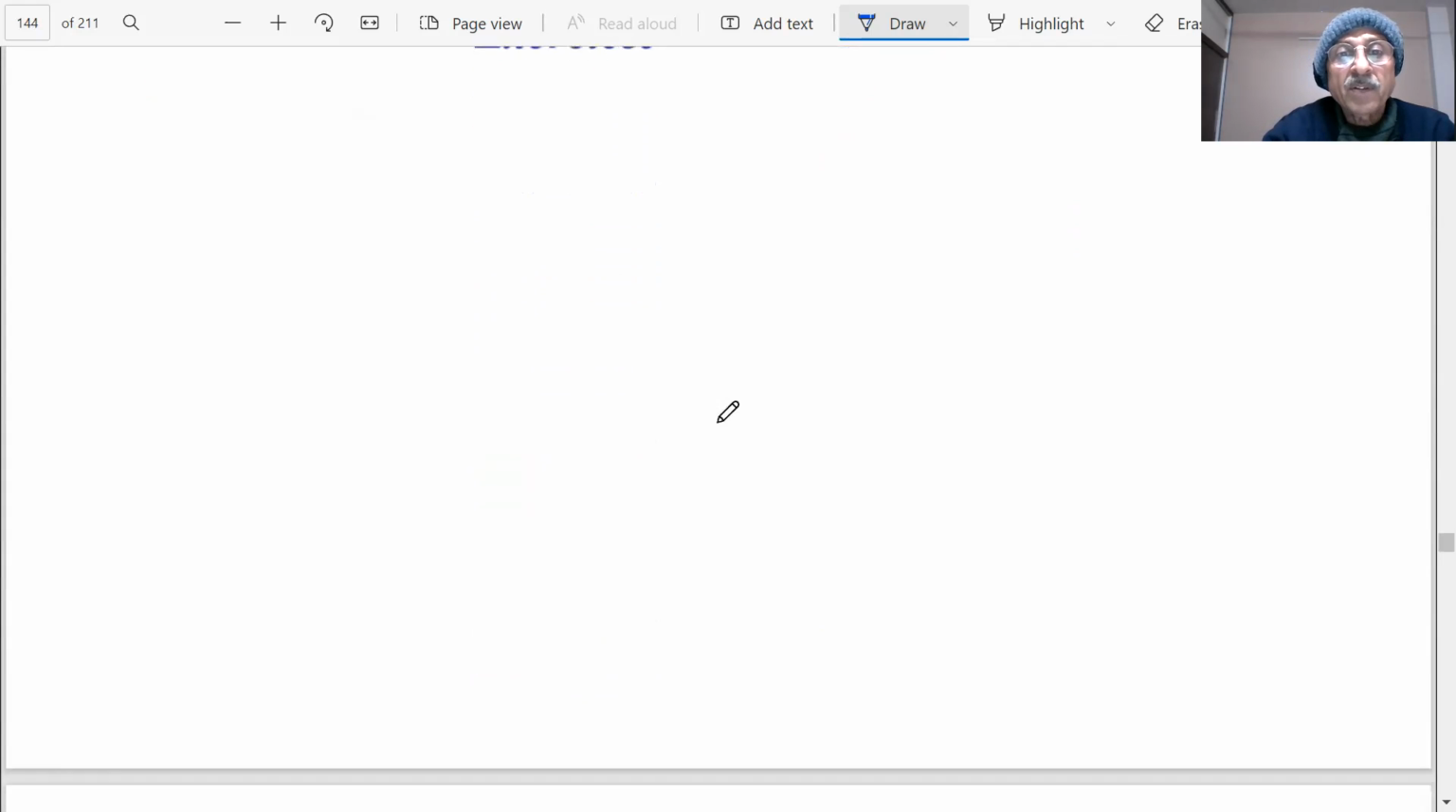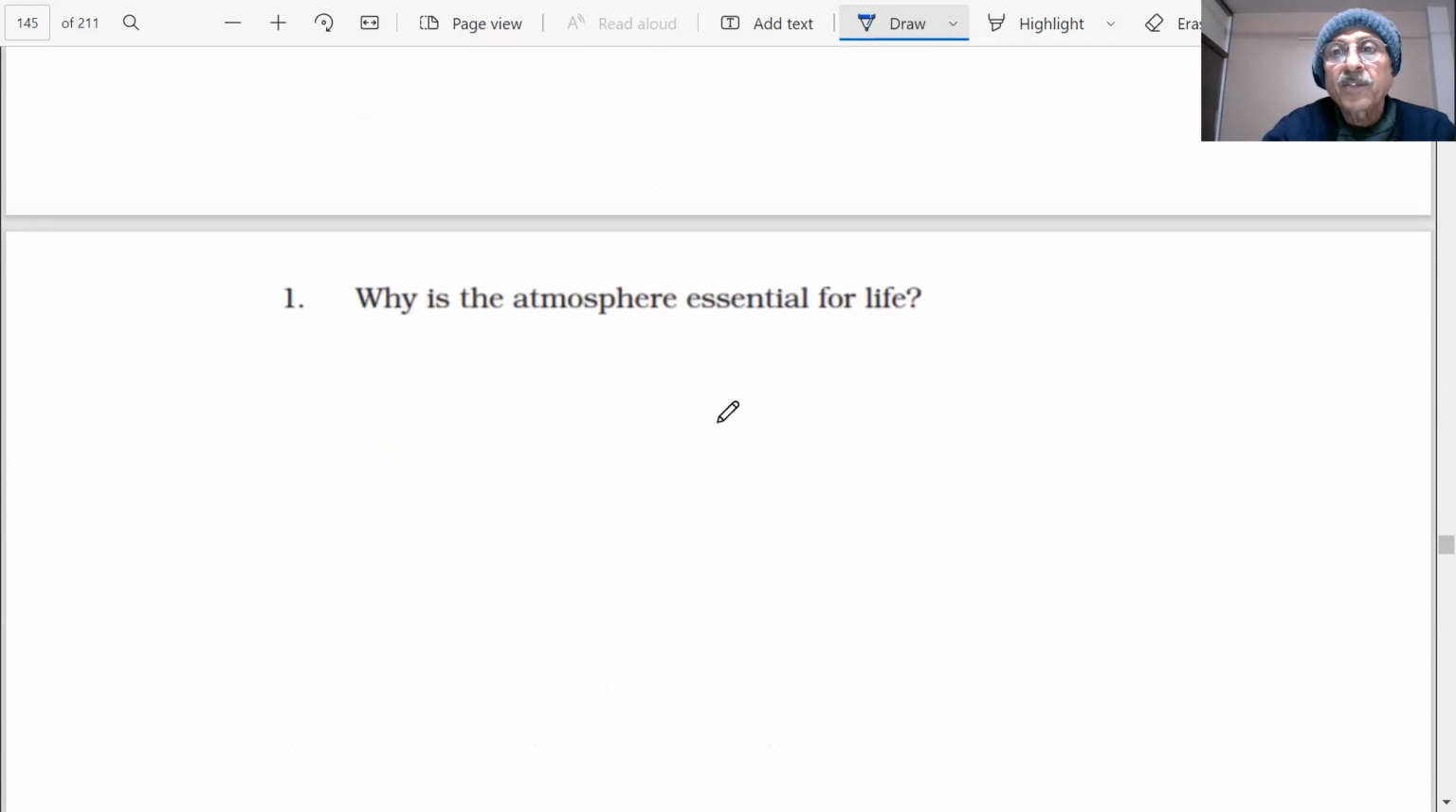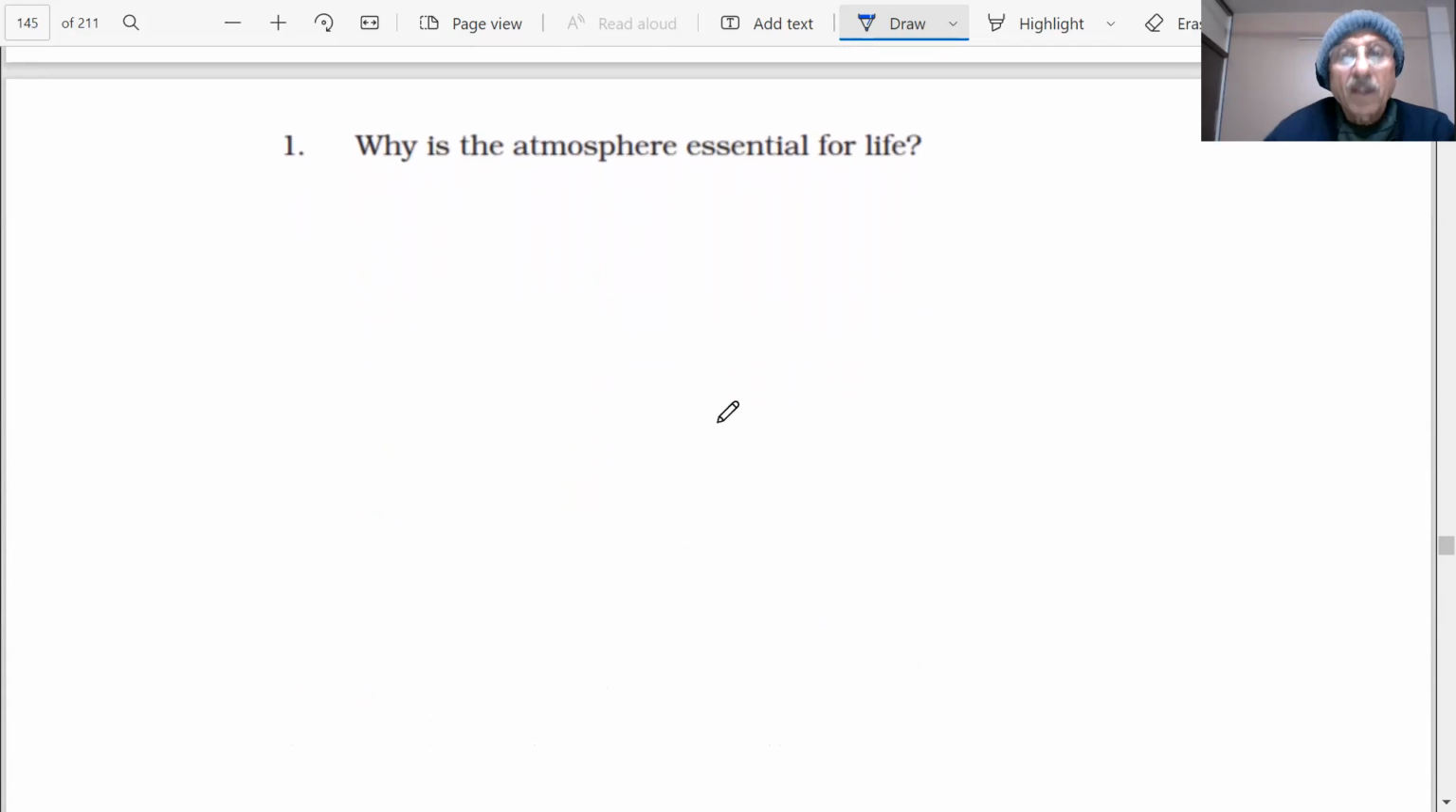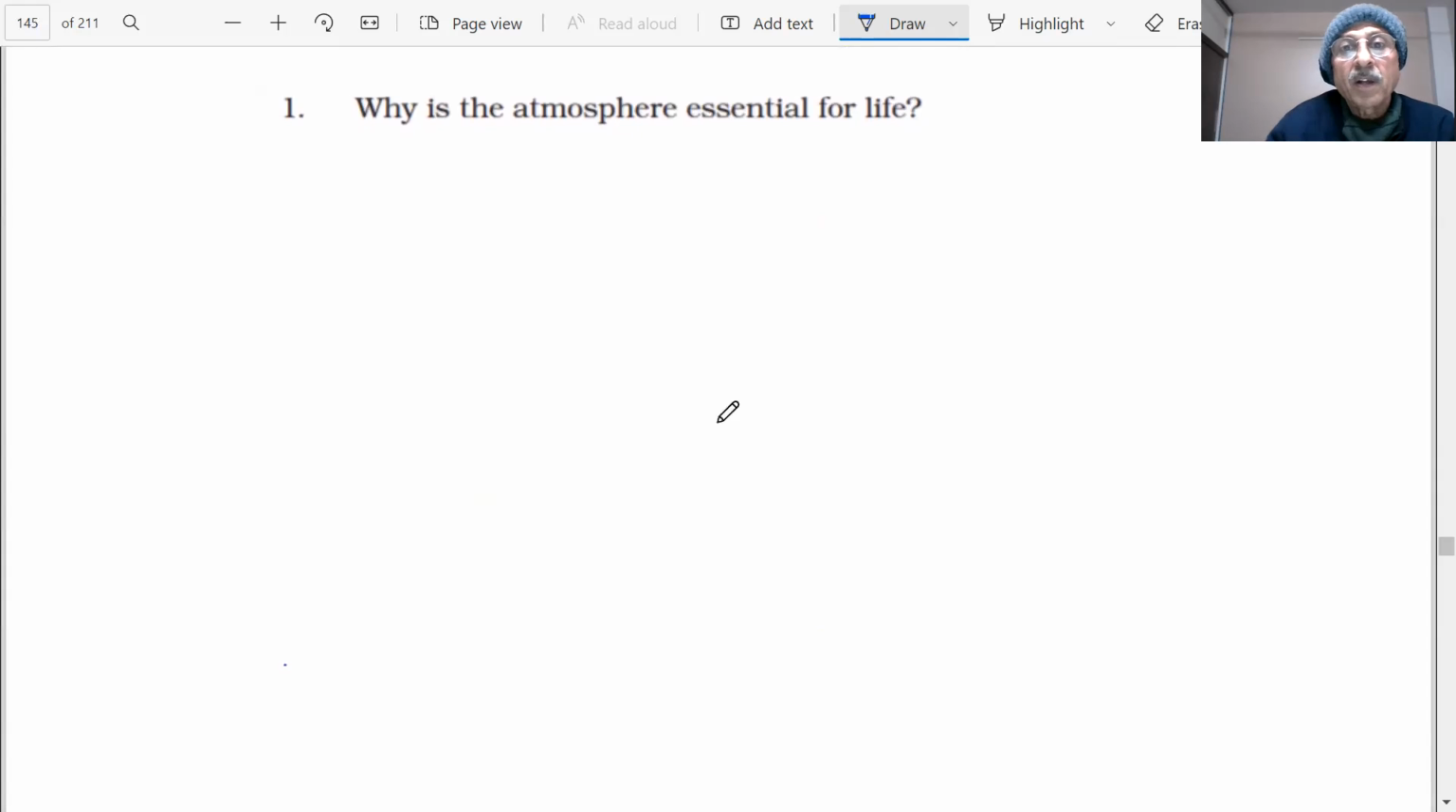Okay, student, exercise questions are coming from the NCERT. Question number 1 is on the screen, student. Why is the atmosphere essential for life, students? What is our answer? What answer are you giving?